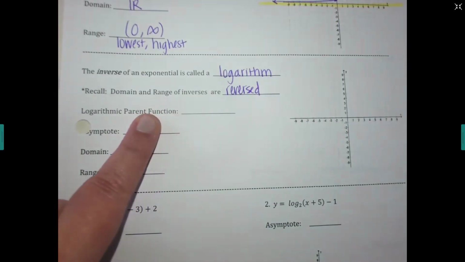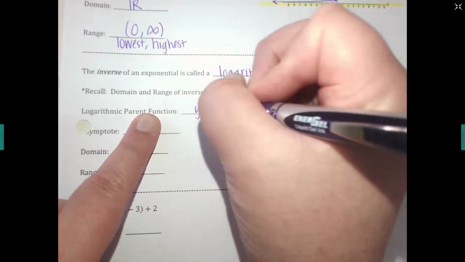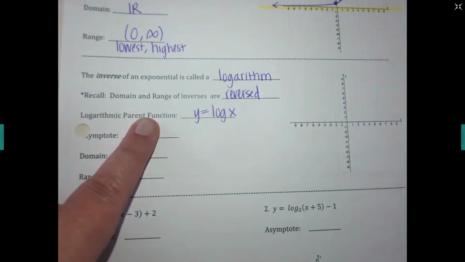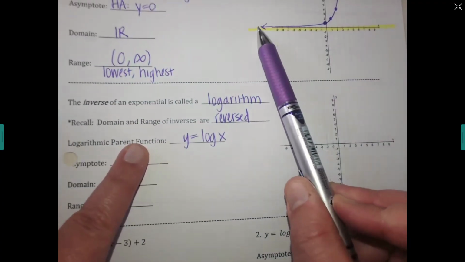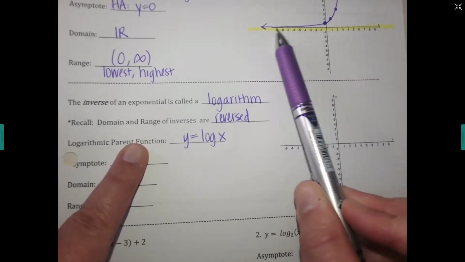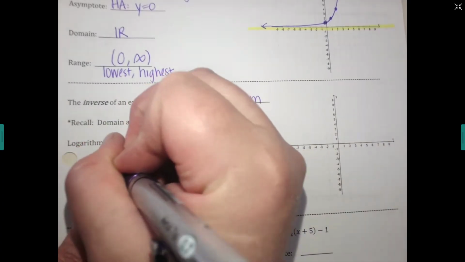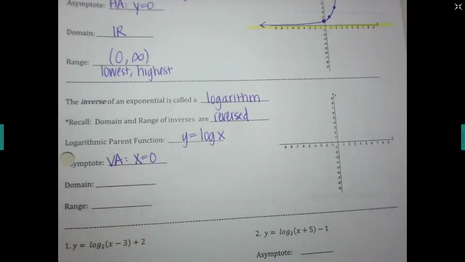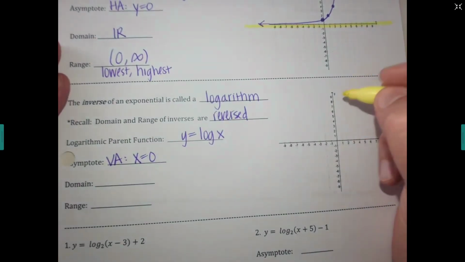The parent function is going to be y equals log x. And I don't know if you've ever noticed, but on your calculator, you have a log button. That's what this function is. Now, normally for the exponential, do you remember how you have a y equals 0 asymptote? You're going to have a vertical asymptote for the logs at x equals 0. Because remember, x's and y's are reversed. So rather than having a 0 horizontal, you're going to have a 0 vertical.